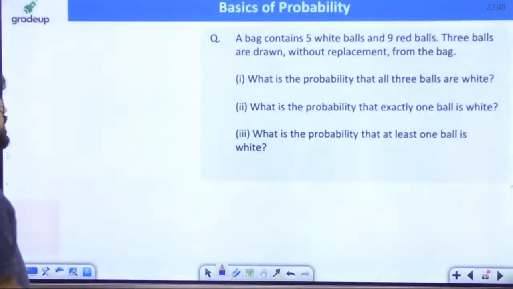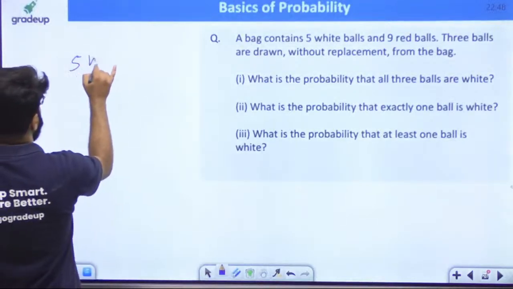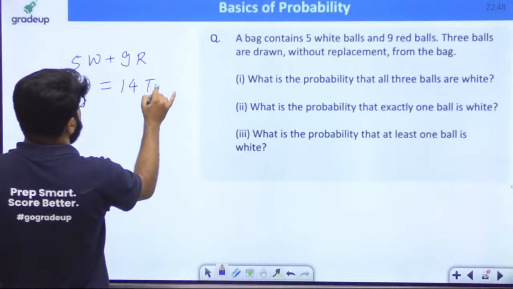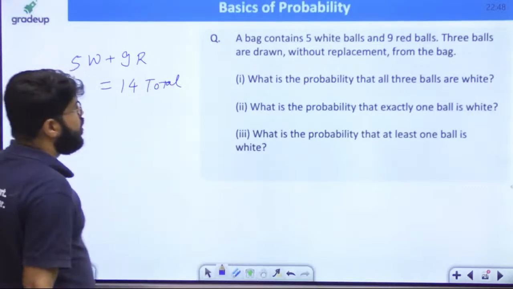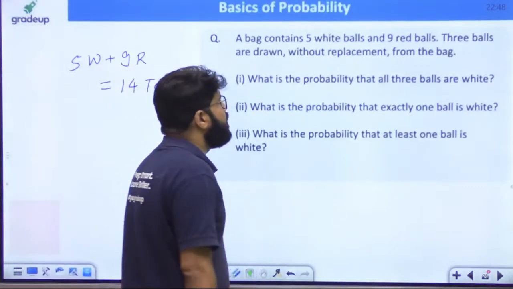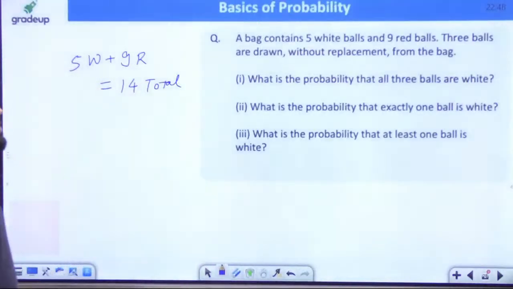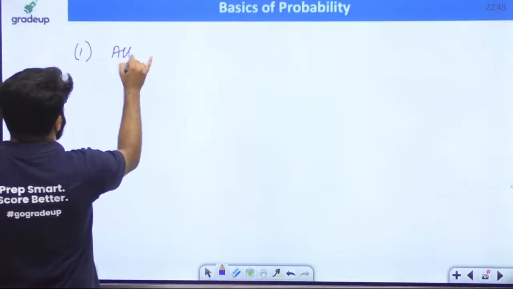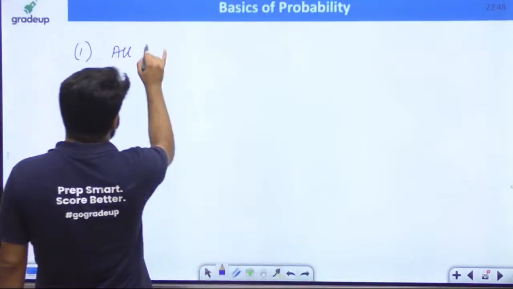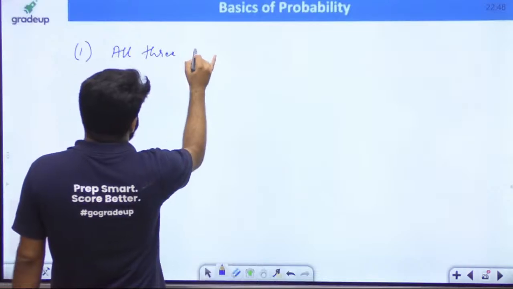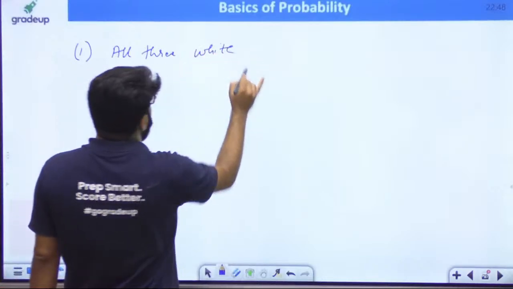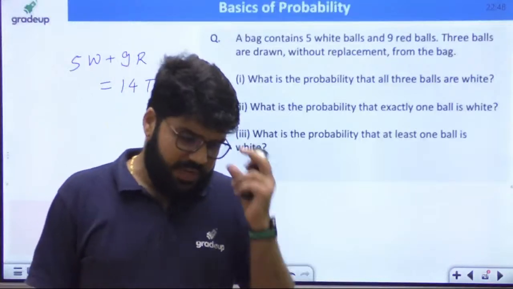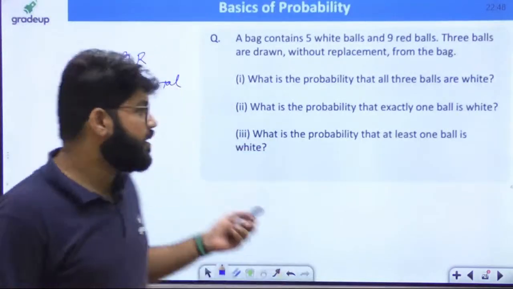A bag contains 5 white and 9 red balls. That means there are total 14. 3 balls are drawn without replacement from the bag. What is the probability that all 3 are white? Now, if it is without replacement, so you can do all at a time.